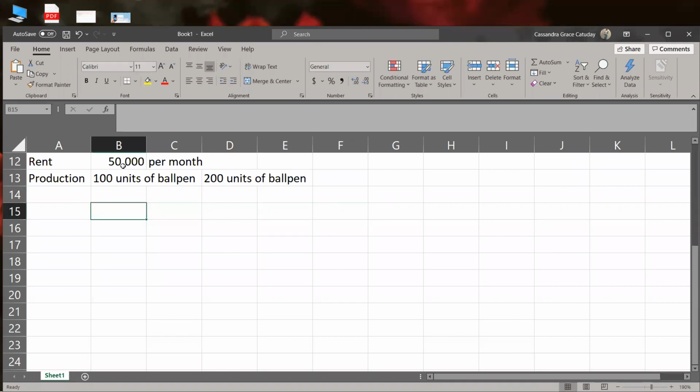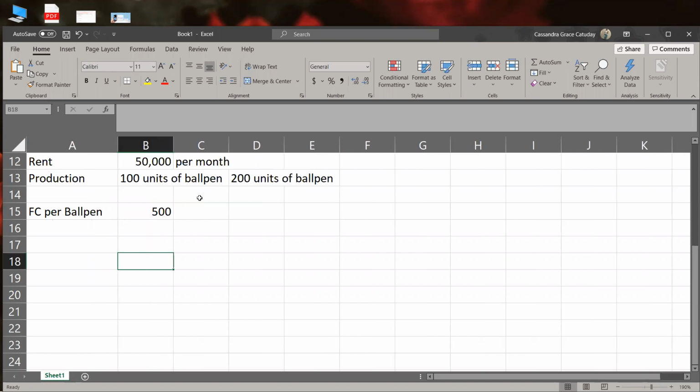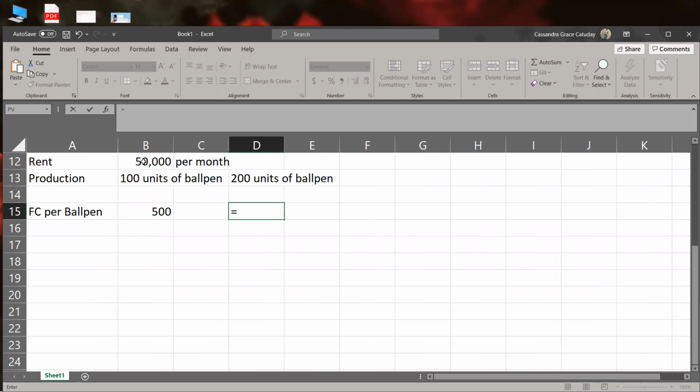So makikita naton 50,000 divided by 100 ang iya fixed cost per ballpen, FC per ballpen or per unit is 500. Pero kay nag-increase naman kung aton gusto i-produce, which is 200 na. So 50,000 divided by 200, 250 na la ang iya fixed cost per unit. So habang natikadako it number of units produced, natikaguti ay it aton unit cost.